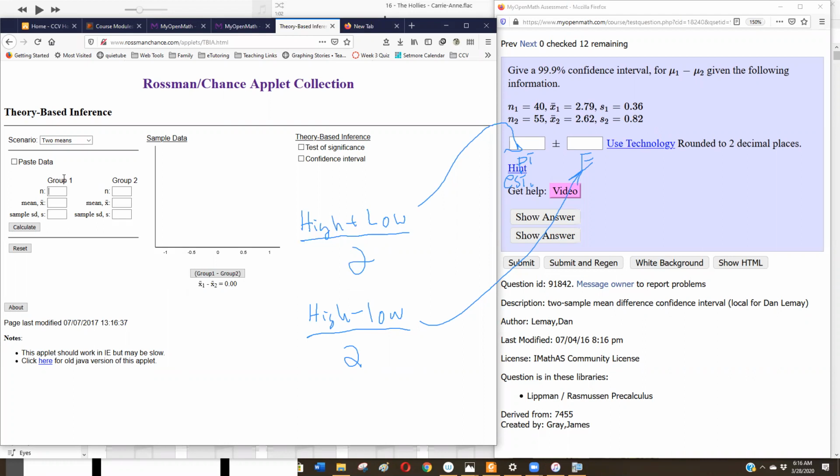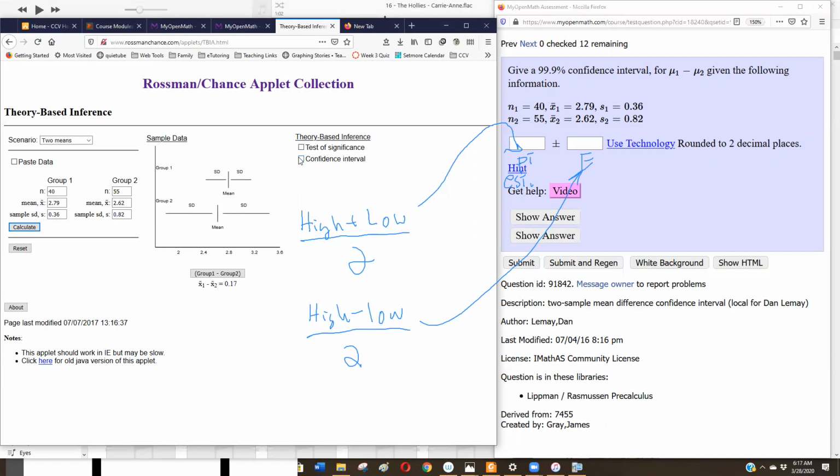So N1 is 40 and N2 is 55. We know that the mean for the first group is 2.79. We see the mean for the second group is 2.62. We see the standard deviation, 0.36. We see the standard deviation for the second group is 0.82. Calculate to get it. I think I got it in.